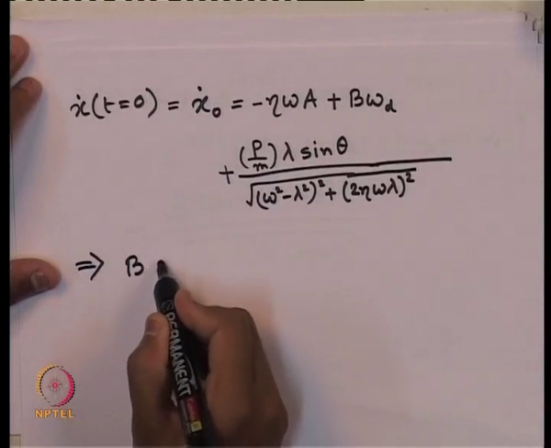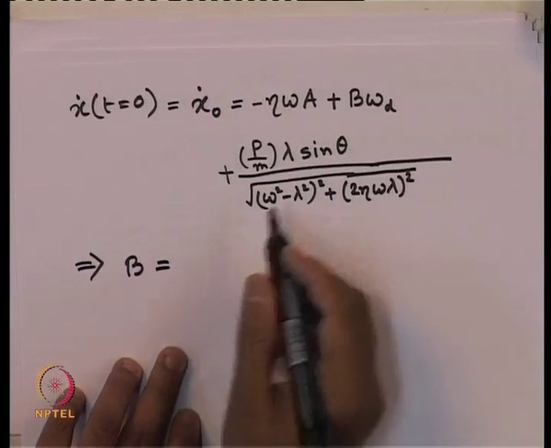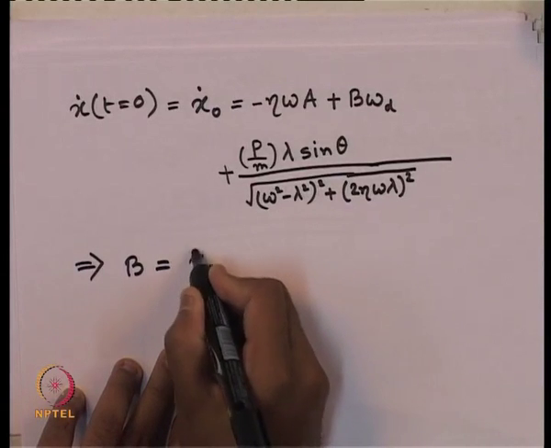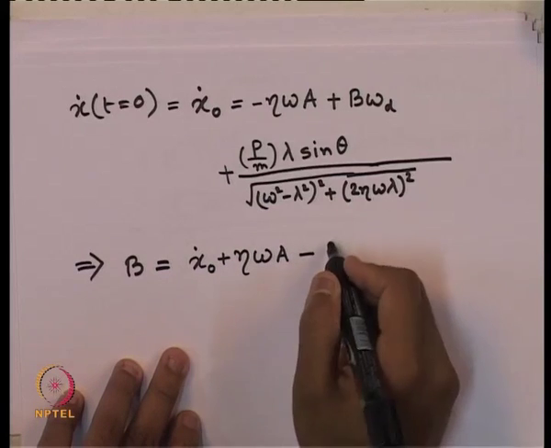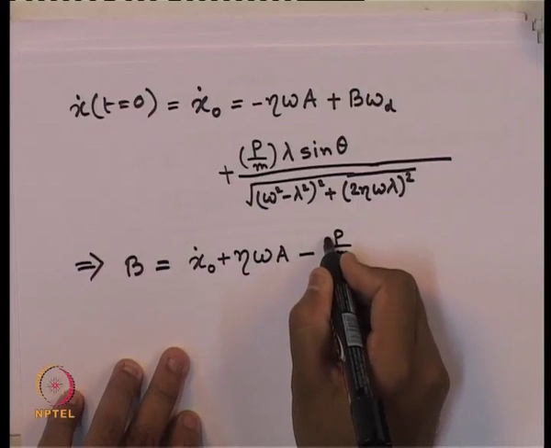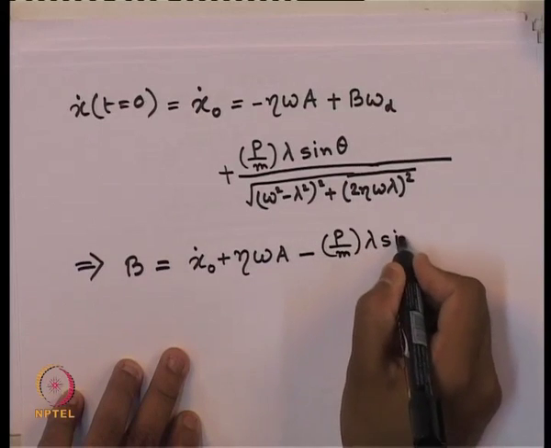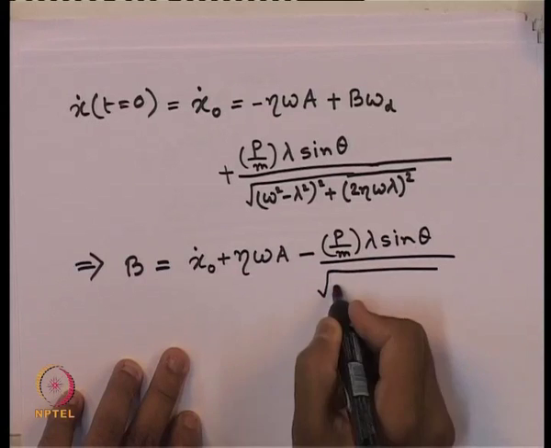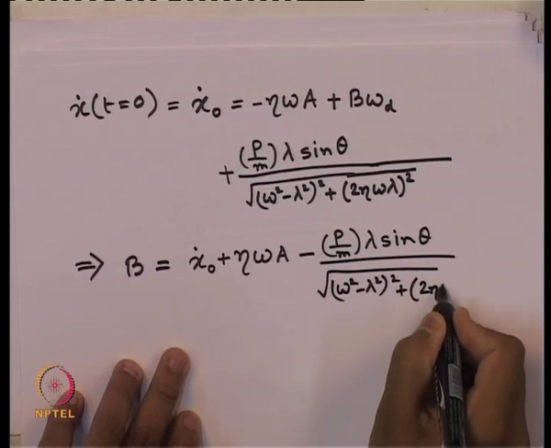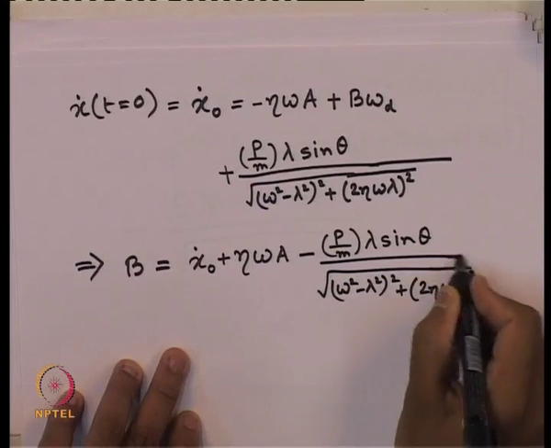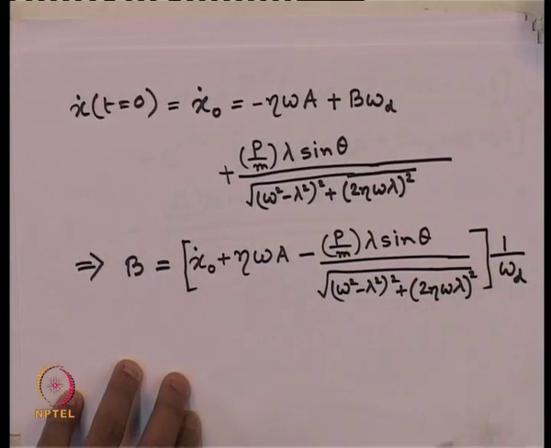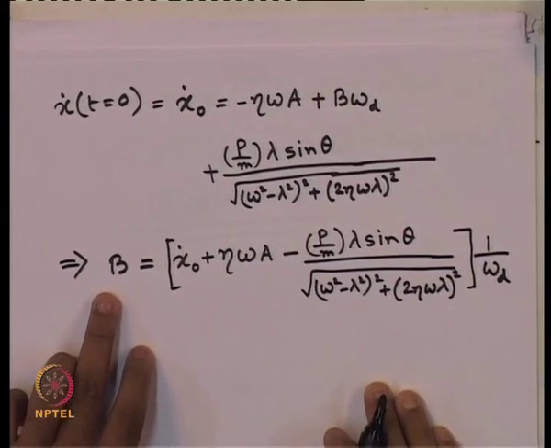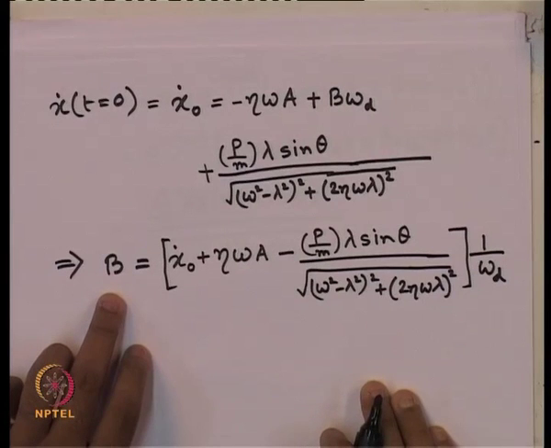So, from which we can get easily, therefore b is nothing but how much? x naught dot plus eta omega a minus p by m lambda sin theta by root over omega square minus lambda square whole square plus 2 eta omega lambda whole square, all multiplied by 1 by omega d. That is the expression for the other coefficient b.